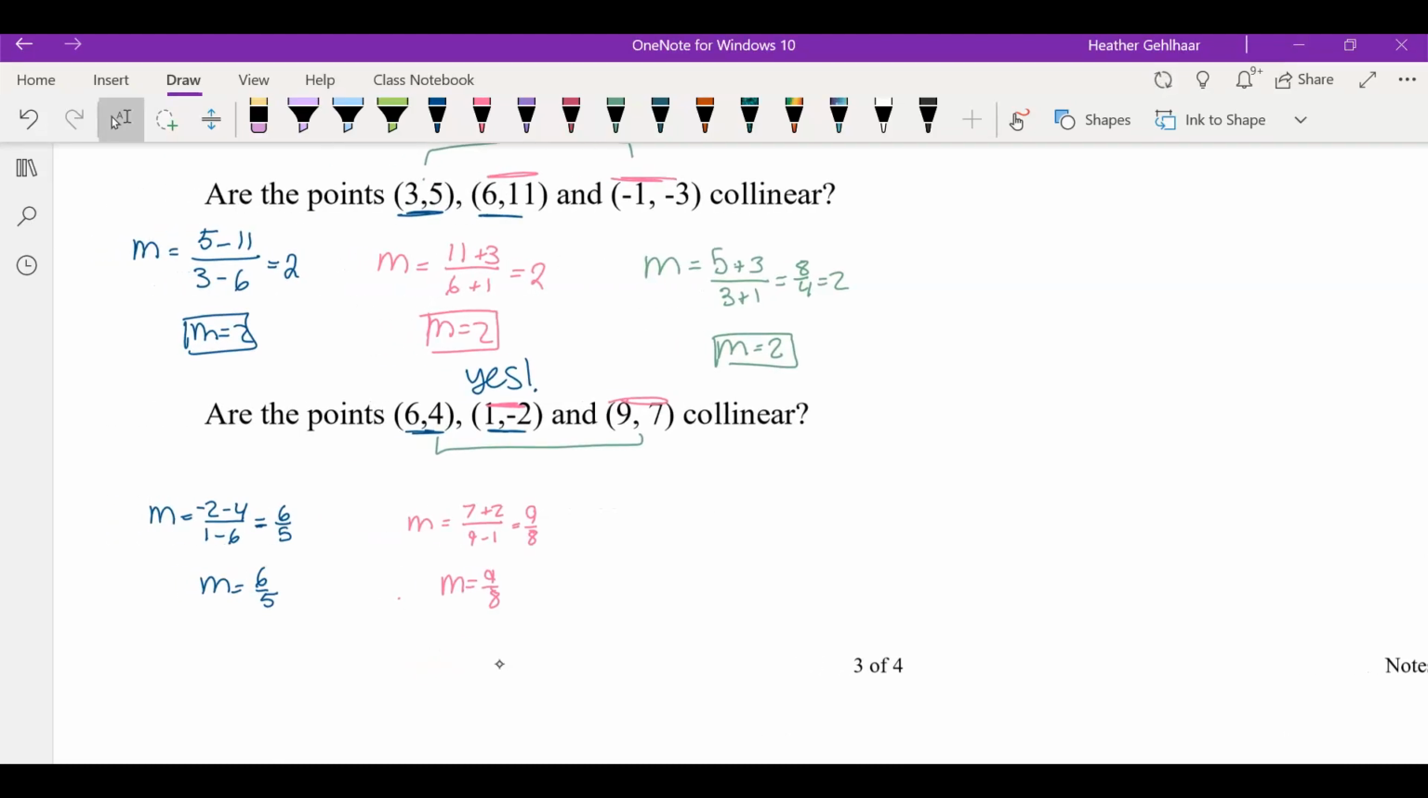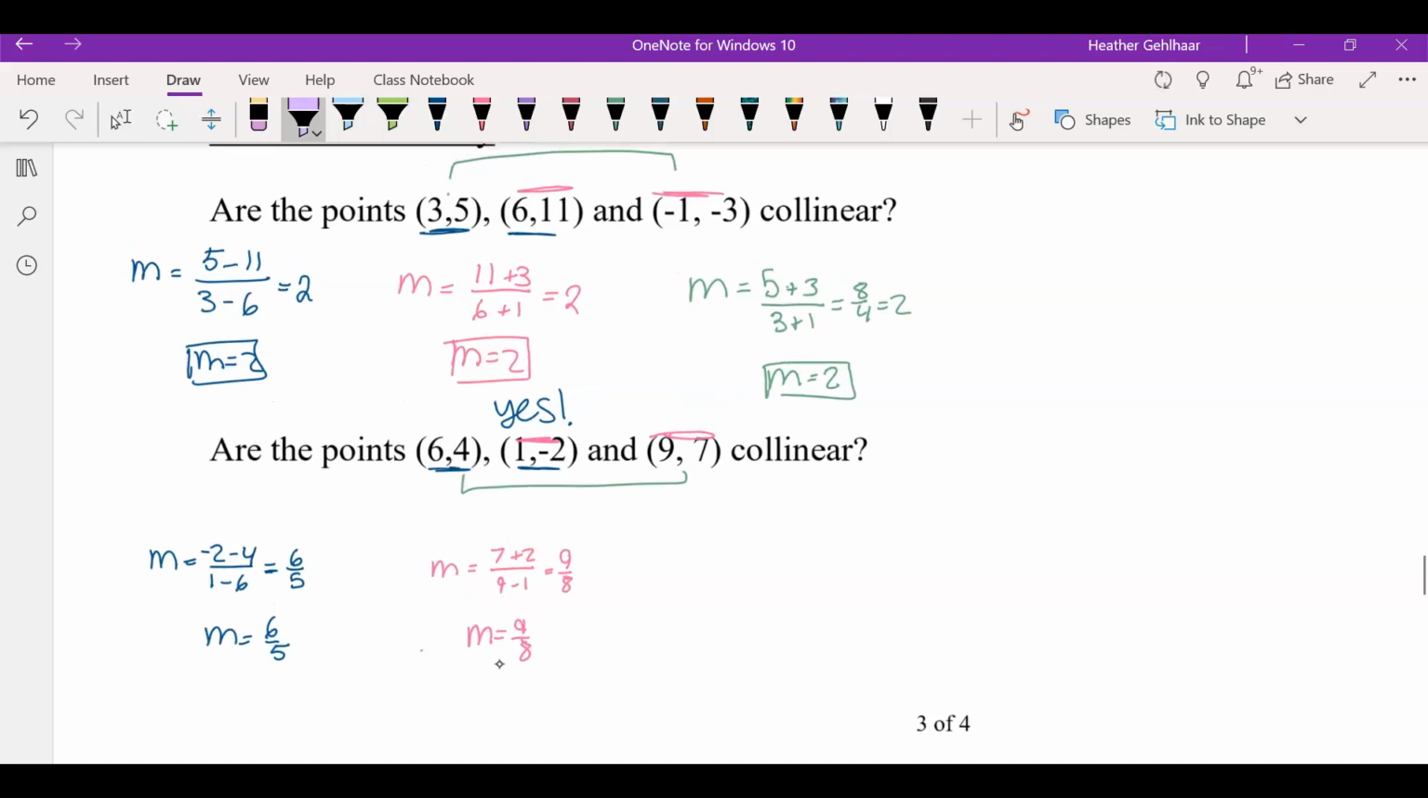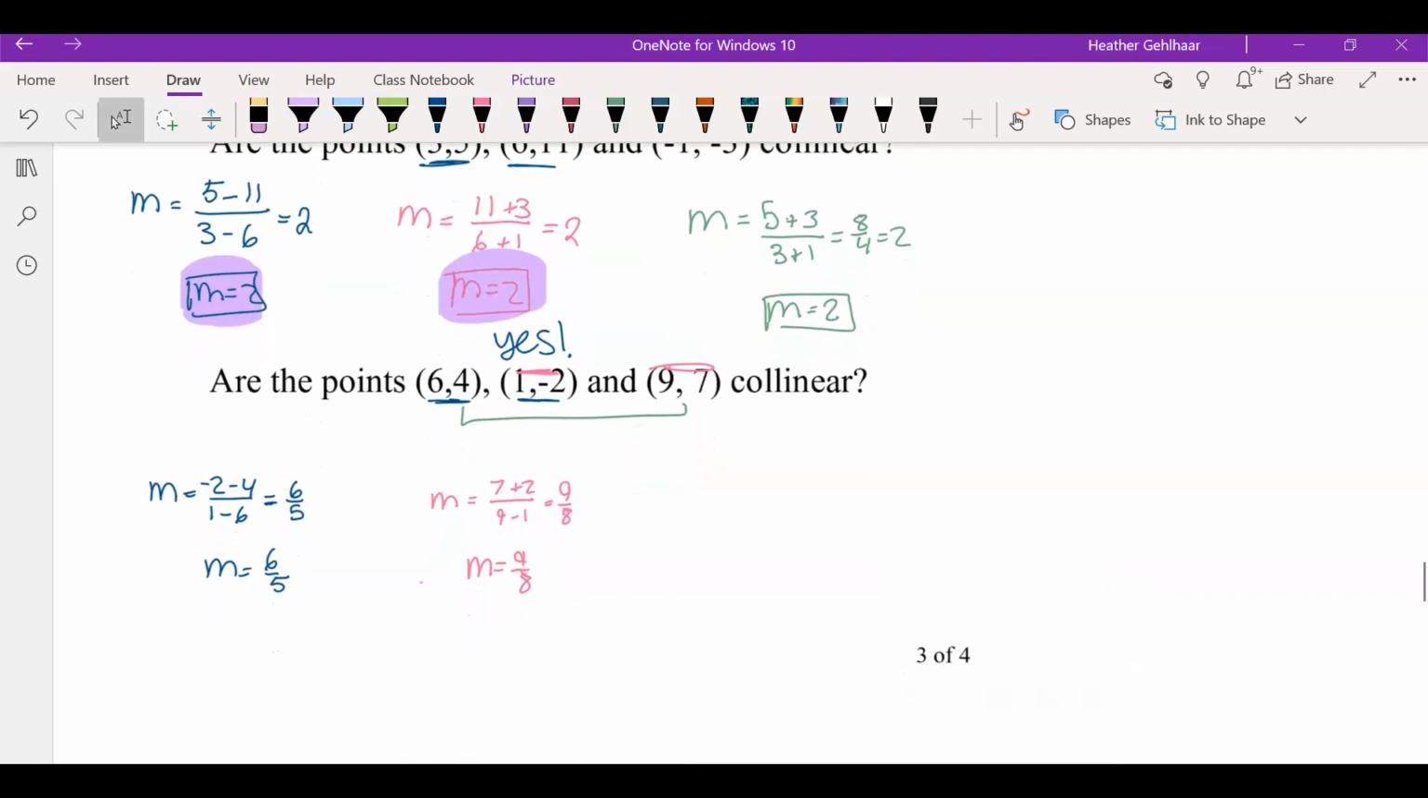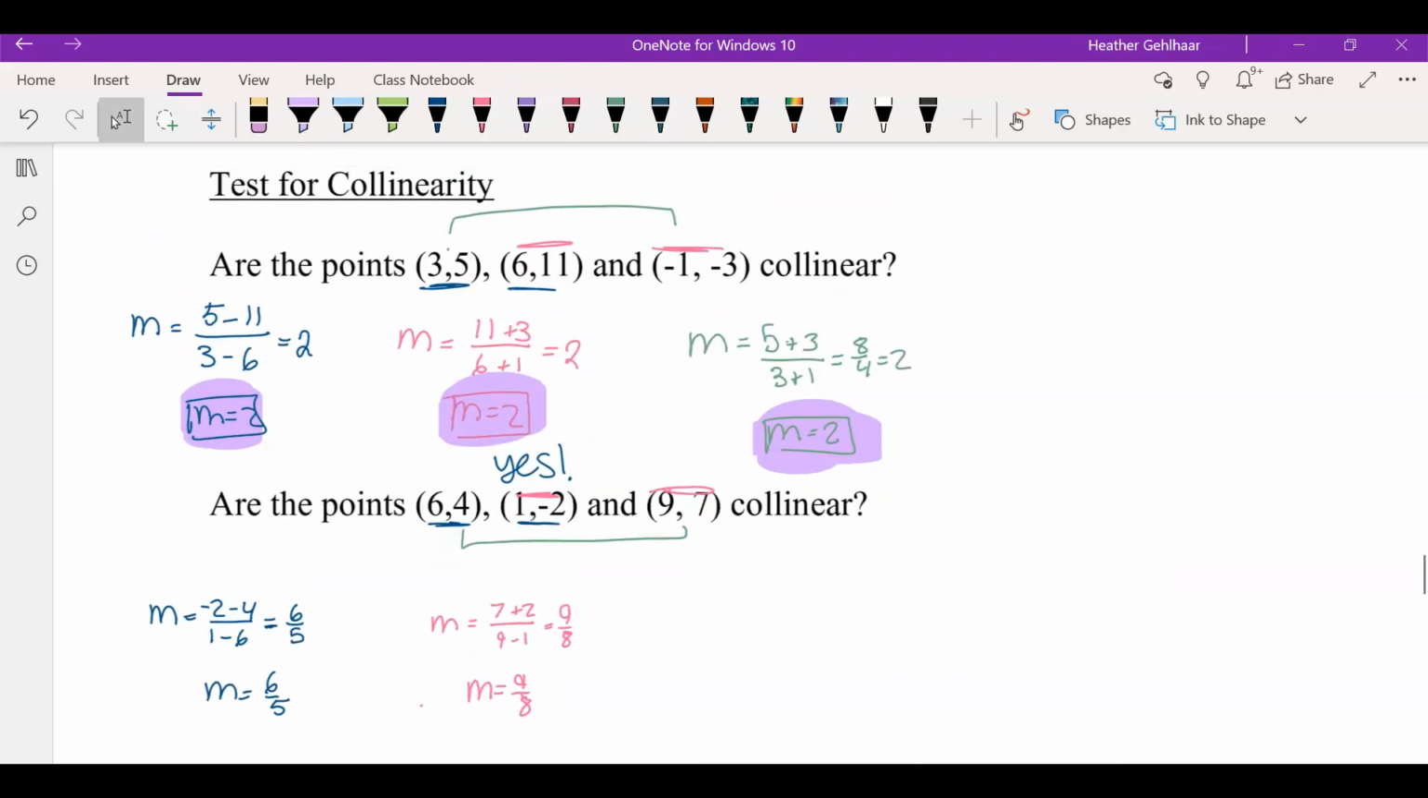Alrighty, so I went ahead and found the slopes for the first one. If you take a look, we found the slope of the first 2 points that I have underlined in blue, m equals 2. I found the slopes of the 2 points that I have lined with pink, and the 2 points that are lined with green. Now, as you can see, they're the same slope, so these points are collinear.